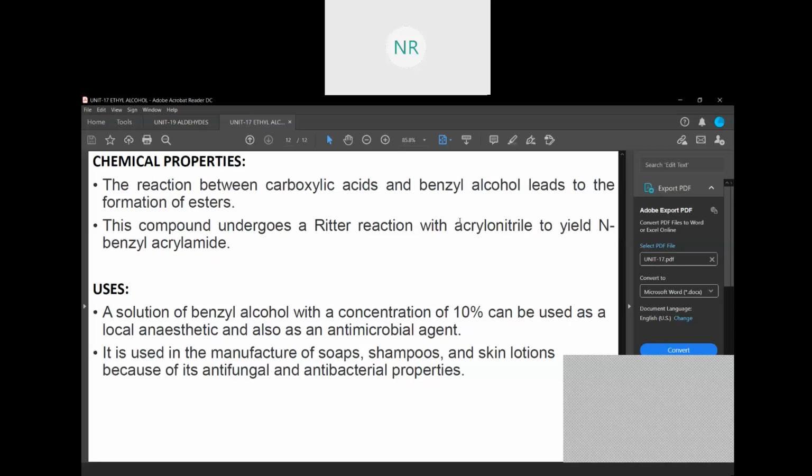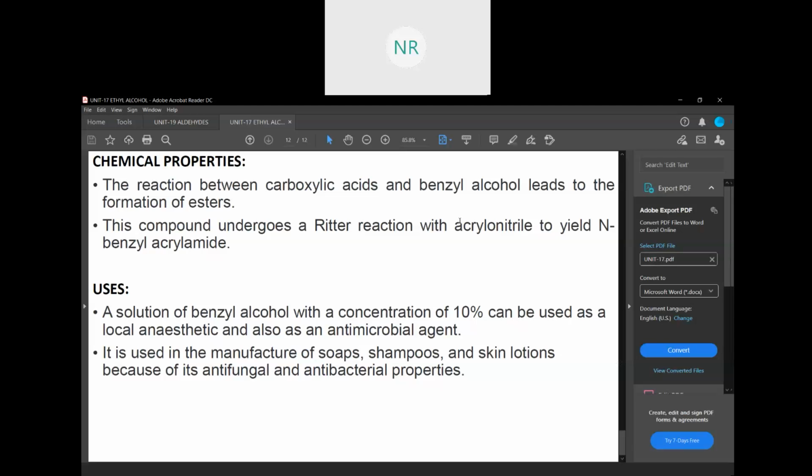And it is used in the manufacture of soaps, shampoos, and skin lotions because of its antifungal and antibacterial properties. Okay, so for some fungal infection in skin, hair, or something like that, it is used in the manufacture of those antifungal products. So because of those antifungal properties, it is used in the manufacture of soaps, shampoos. Okay, so antifungal soaps, antifungal shampoos, the dermatology things.